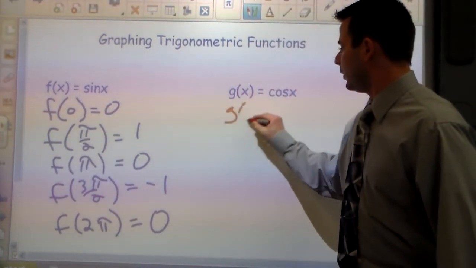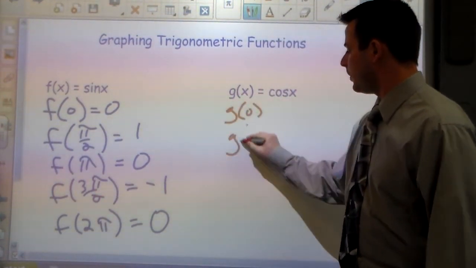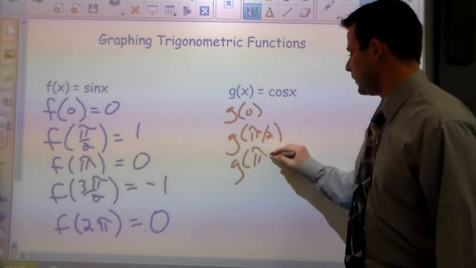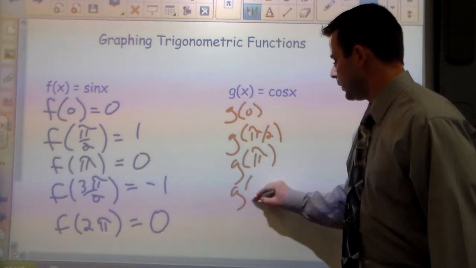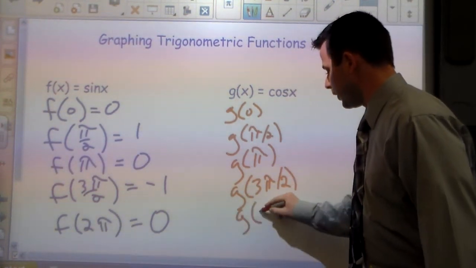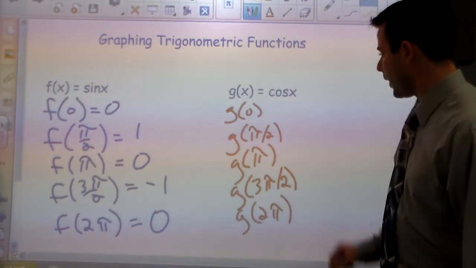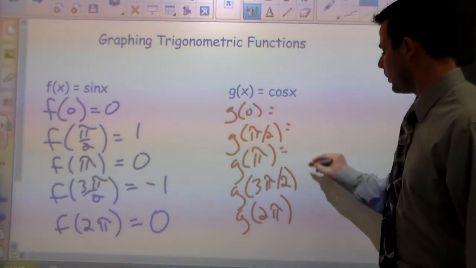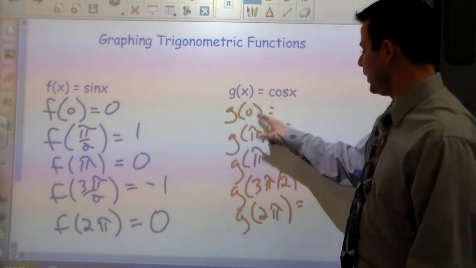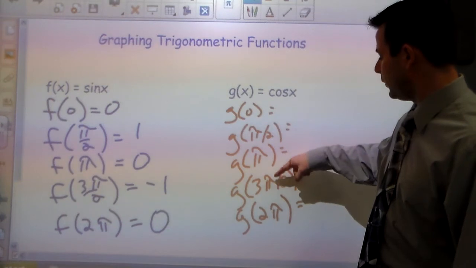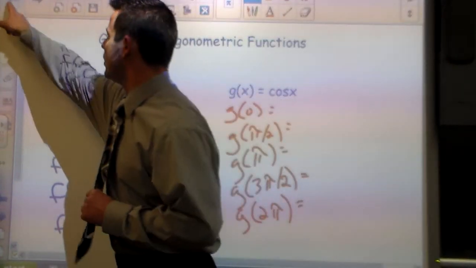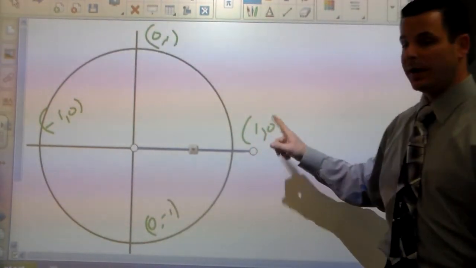So what we want is g of 0, g of pi over 2, g of pi, g of 3 pi over 2, and g of 2 pi. Again, we're going to go back to the unit circle for this. Not necessary. If you just know that this is 0, 90, 180, 270, 360, you could just think about what the x coordinates are there. We'll show that. Working with 0 degrees first, 0 radians I should say.